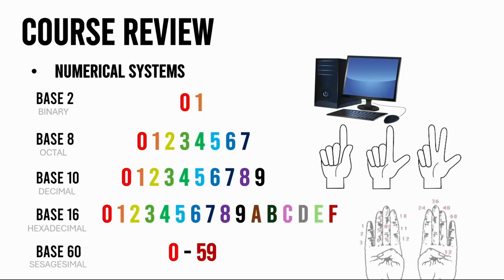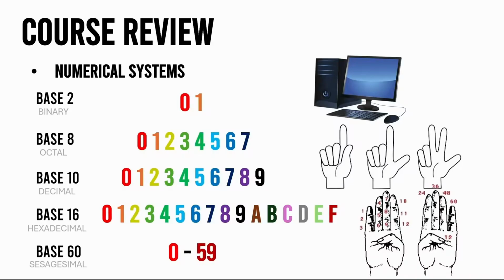Numerical systems. Different bases change how place value works. Binary is base 2, octal is base 8, and decimal is base 10, and so on. At the end, we look at an old Sumerian counting method that used the finger phalanges, which are these segments of the finger.